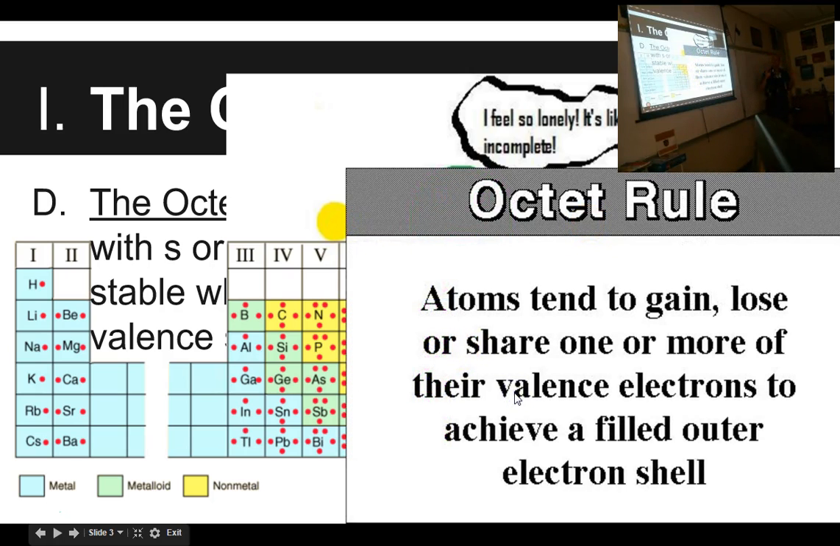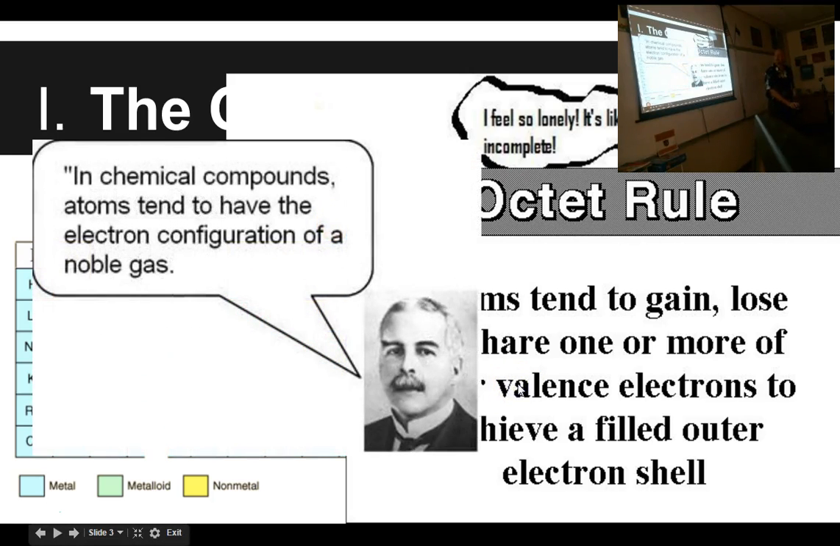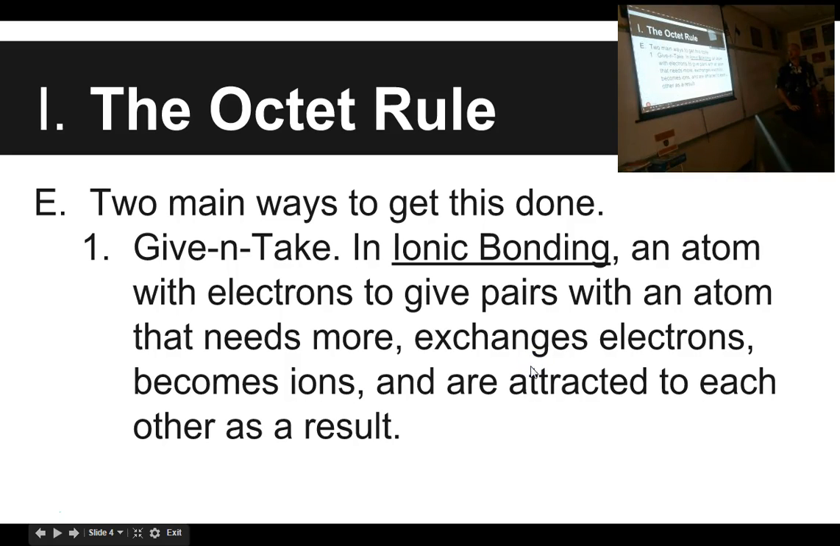So the octet rule, again, you don't have to write this down, you've already got it. Atoms tend to gain, lose, or share one or more of their valence electrons to achieve a filled outer electron shell. That's the main idea here. And somebody else said, in chemical compounds, atoms tend to have the electron configuration of a noble gas. That's another way of thinking about it, right? They all want to be noble. Make me like a noble gas.